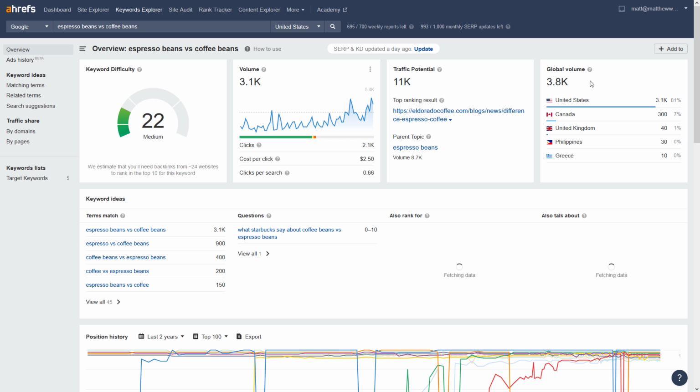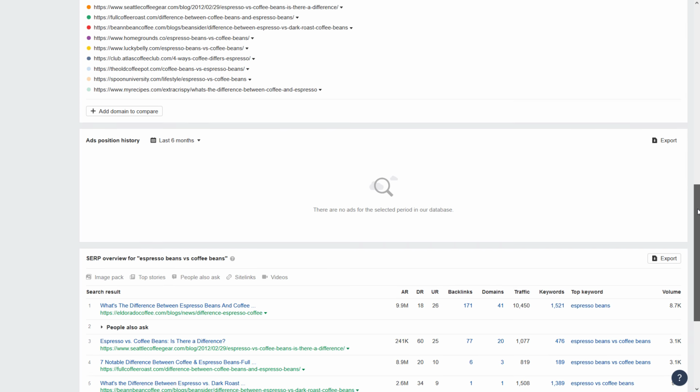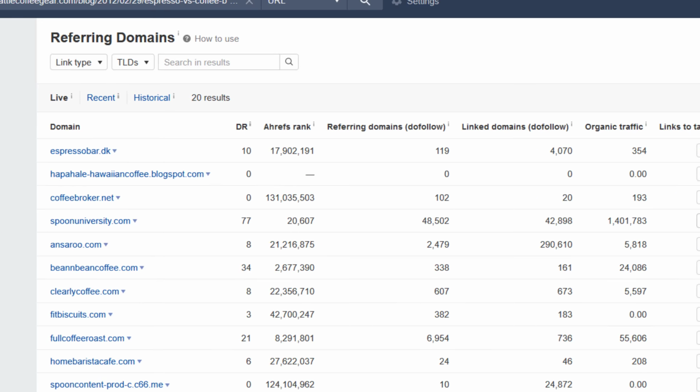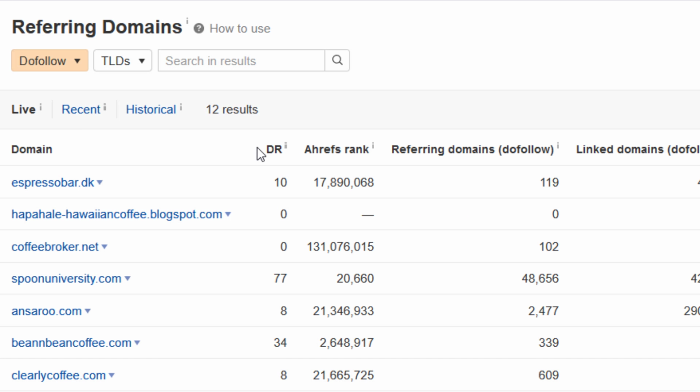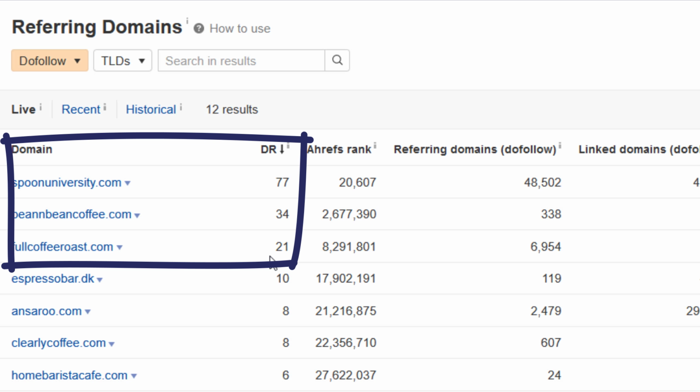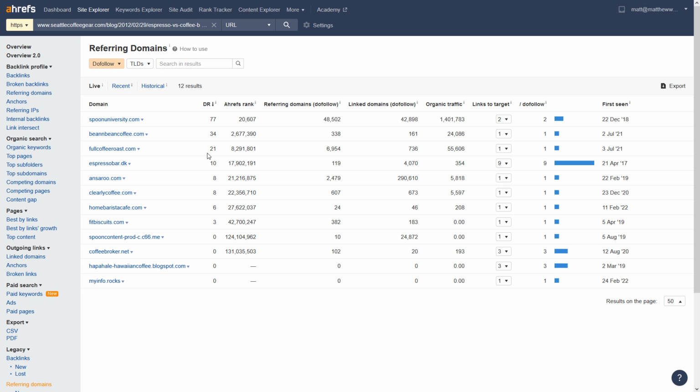Clicking back to the results, the number 2 position is a DR60 with links from 20 domains. Again, we need to filter for dofollow links only and sort by DR. Here you'll see that there's only links from 1, 2, 3 domains that have any meaningful authority.